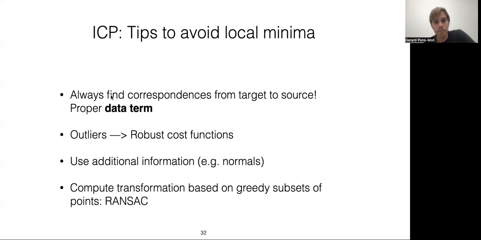We could also use normals, which might make the correspondence finding better. And to deal with outliers, we could use RANSAC. RANSAC is essentially choosing many pairs of correspondences in order to find multiple hypotheses and then picking the best one.